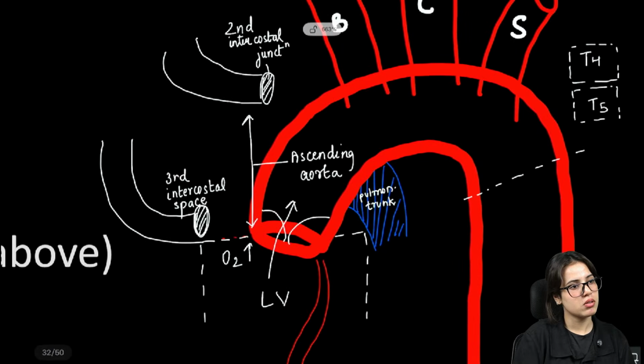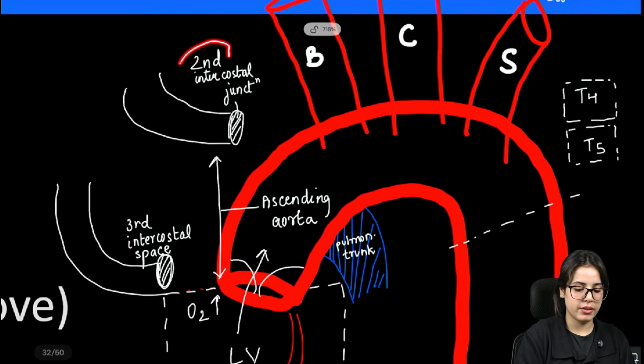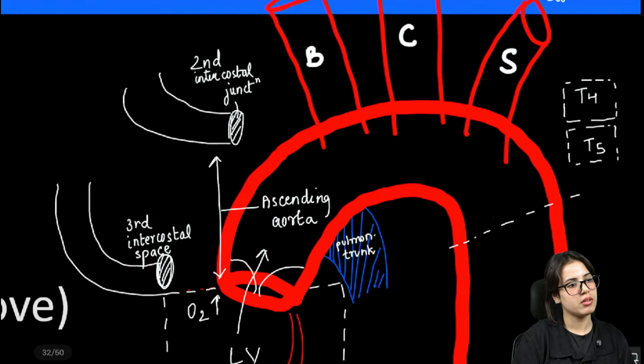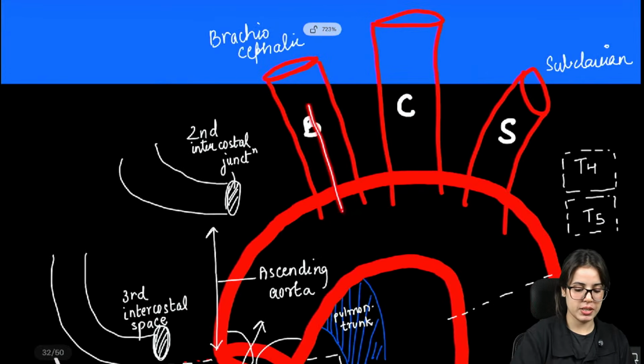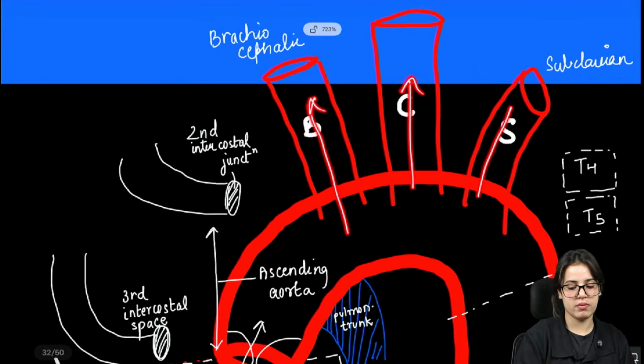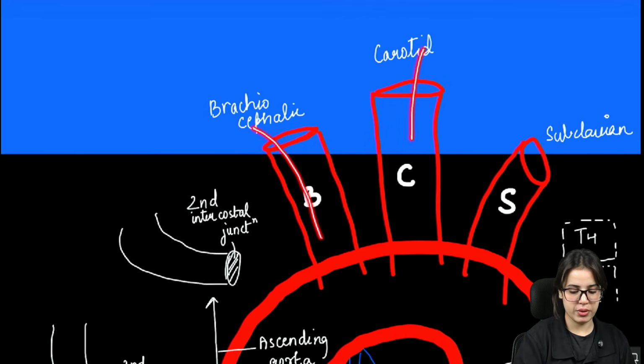Let's come to the arch. The arch of the aorta starts from the second intercostal junction and ends at the T4-T5 vertebrae. From here onward is the descending aorta. Three branches, the mnemonic is BCS, very famous. Everybody knows this: brachiocephalic, carotid, and subclavian. So BCS.